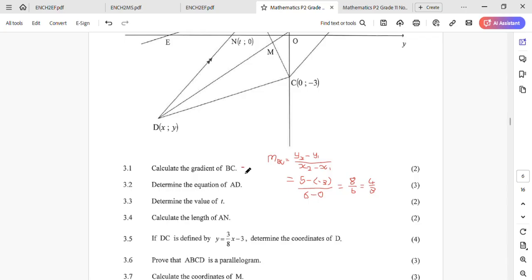So this is equal to 4 over 3. This is our final answer. Let me erase this for space purposes.